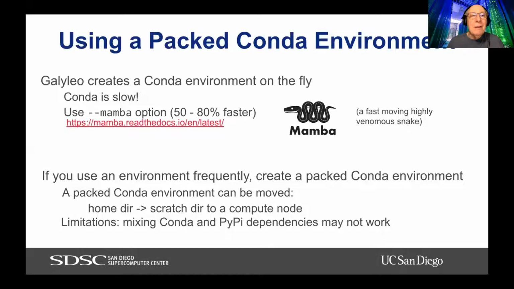But let's talk about one more thing, and that's called packed Conda environments. When you run this Galileo script, it creates a Conda environment on the fly. And as many of you know, Conda is slow. So how can we deal with that? First of all, we can use this Mamba option, which is basically a drop-in for Conda, but it's much faster. It's 50 to 80% faster. And Mamba, if you look at Wikipedia, is described as a fast-moving, highly venomous snake.